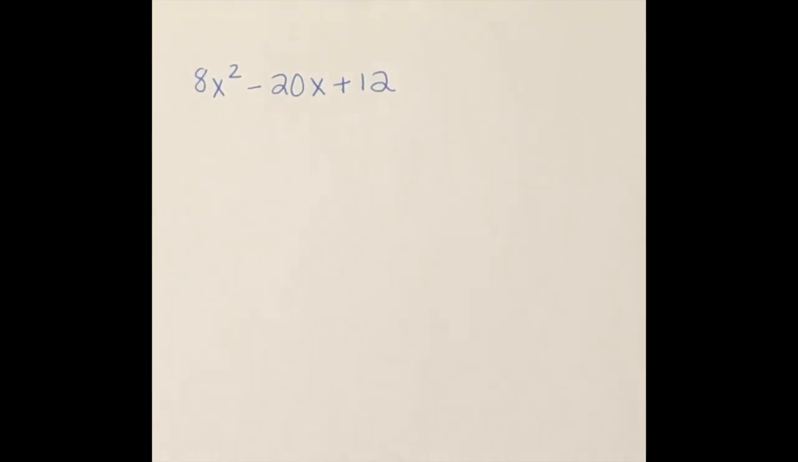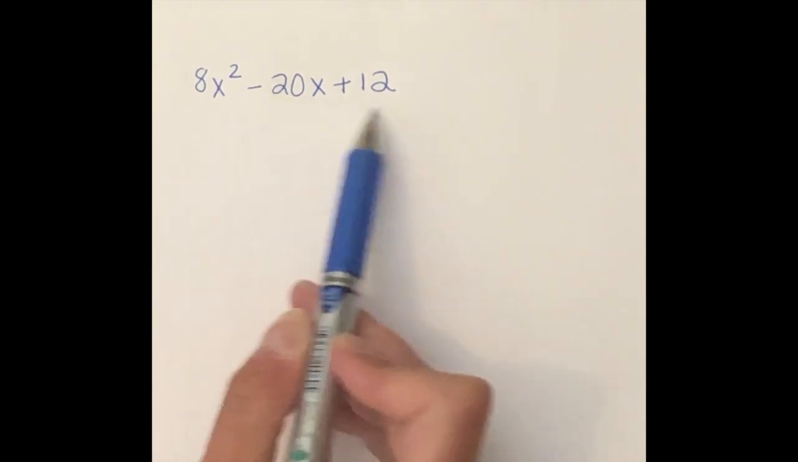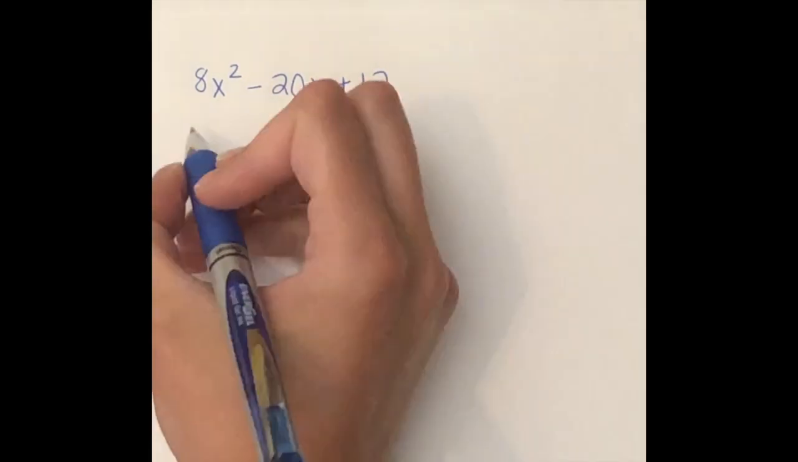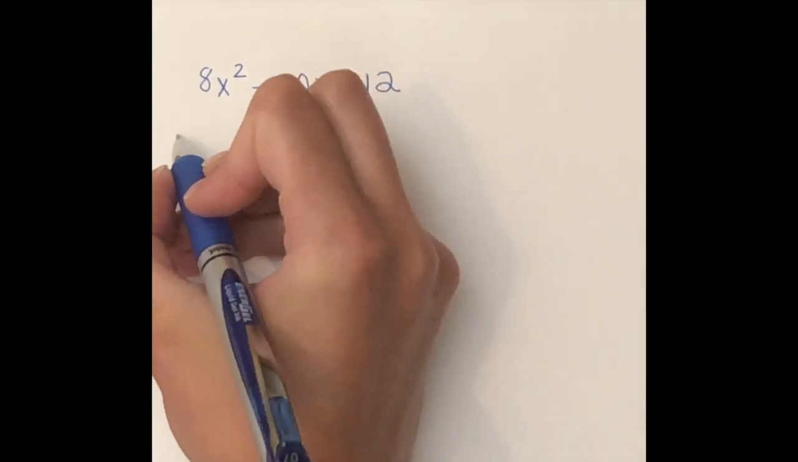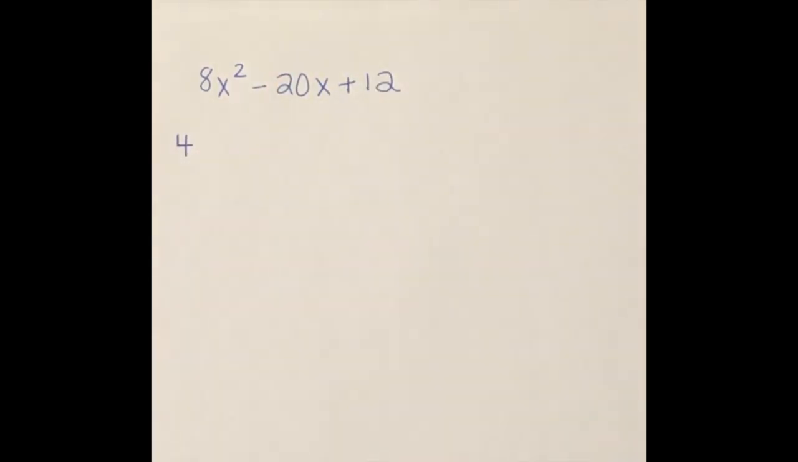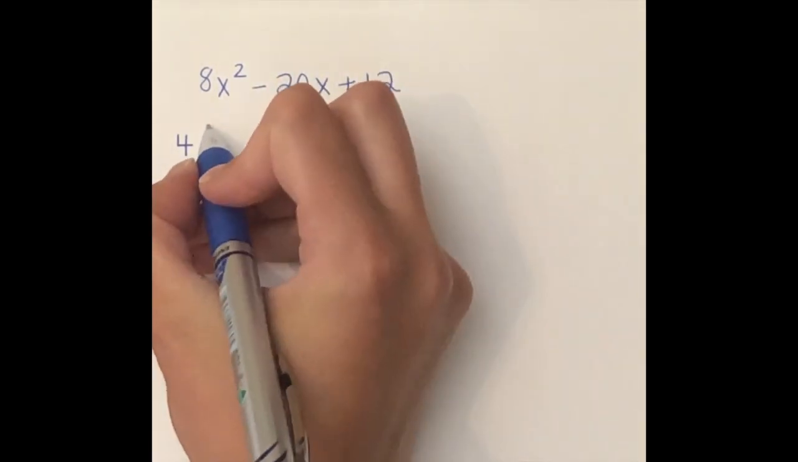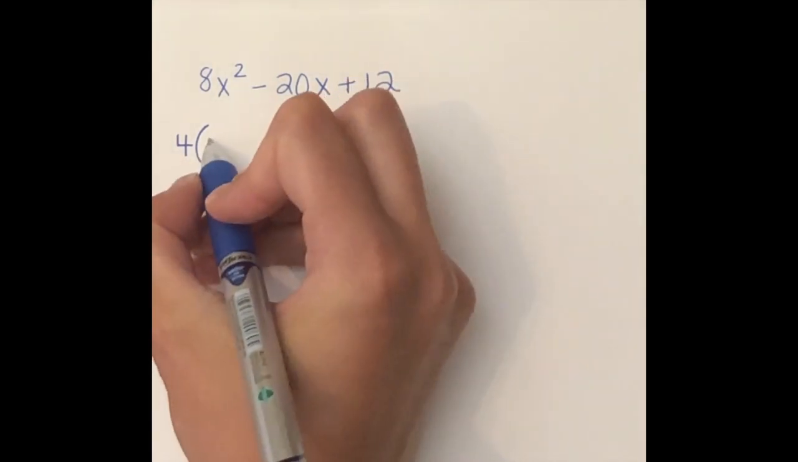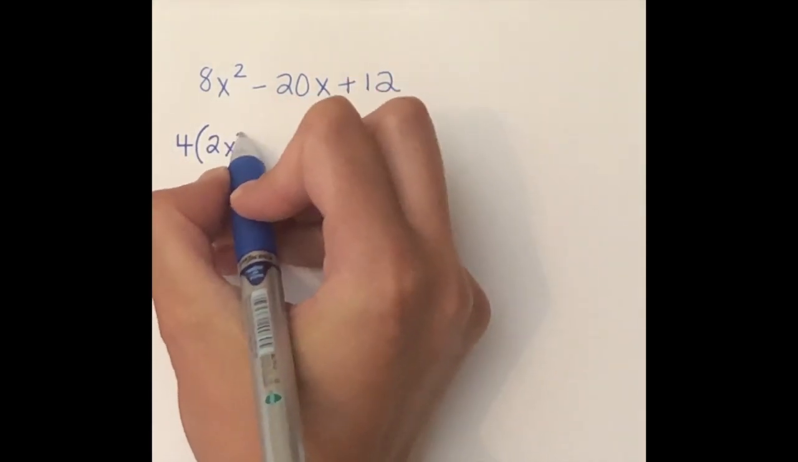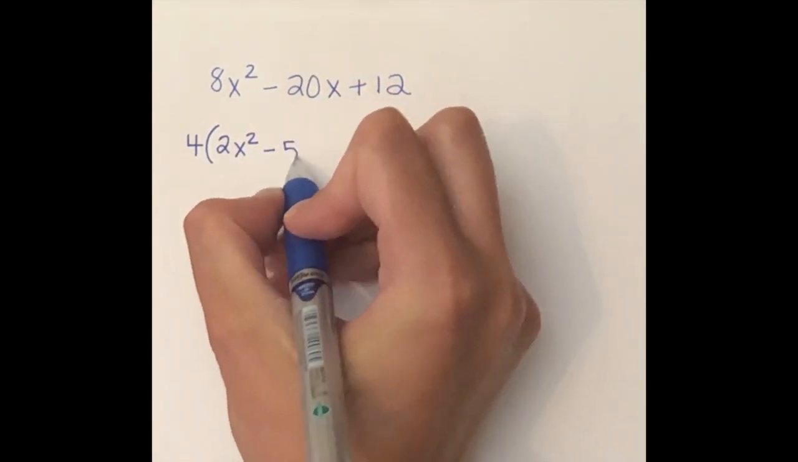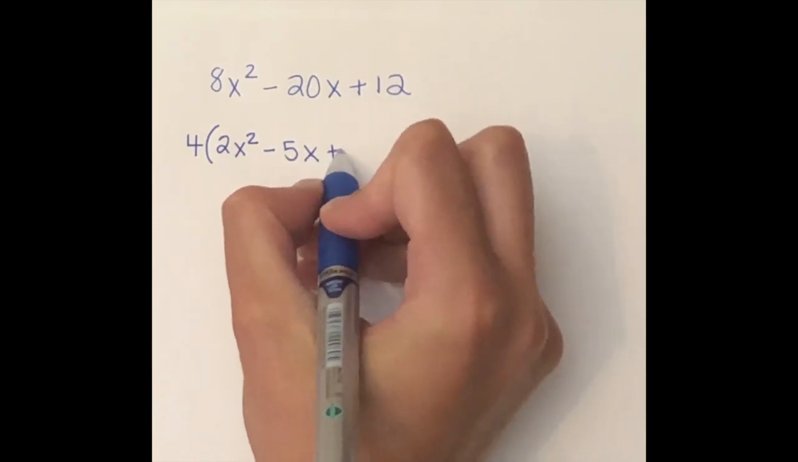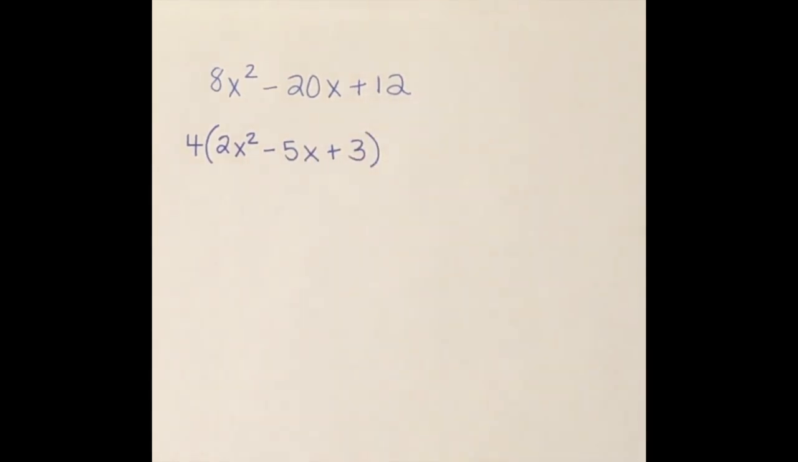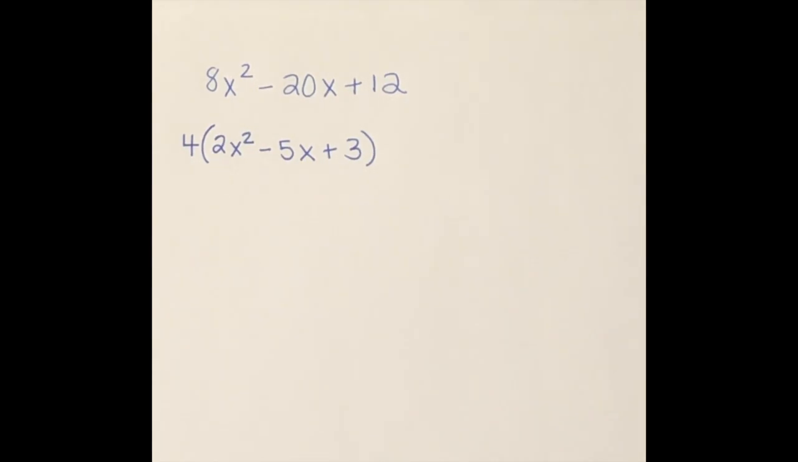When we look at this one, there is a greatest common factor. The factor that I can pull out of all three of these terms is a 4. So I'm going to go ahead and factor out that 4. And when I do that, I'm left with 2x squared minus 5x plus 3. So now I have smaller numbers to work with, which is going to make my life a lot easier.